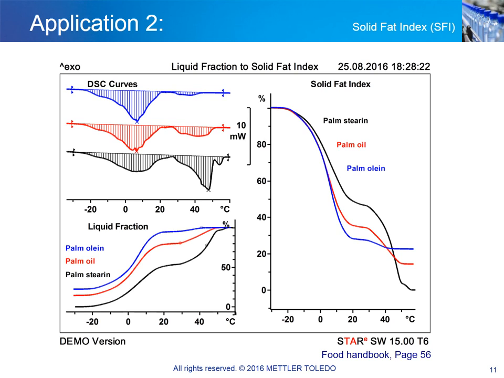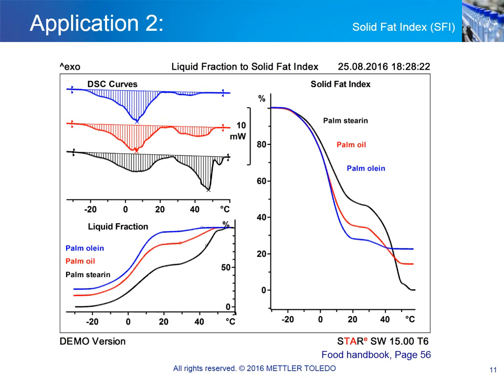The DSC curves of native palm oil and its two fractions thus exhibit different melting behavior, as can be seen in the upper left corner of the slide. The native palm oil is shown in red. The lower and higher melting fractions are both present. The pure olein is shown in blue, and we can see that it contains mainly the lower melting fraction. The stearin is shown in black, and when compared to the native palm oil, we see that the higher melting fraction is present in higher concentrations.